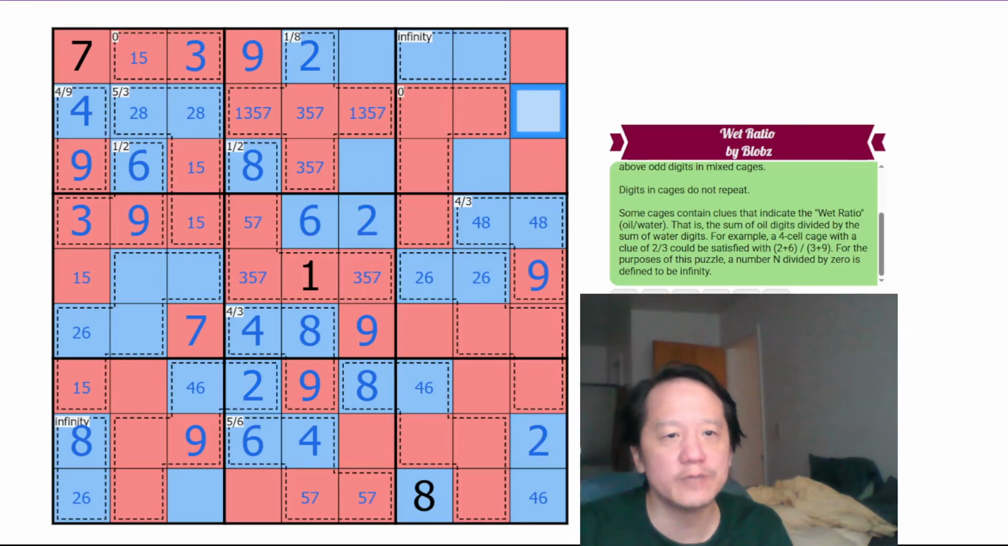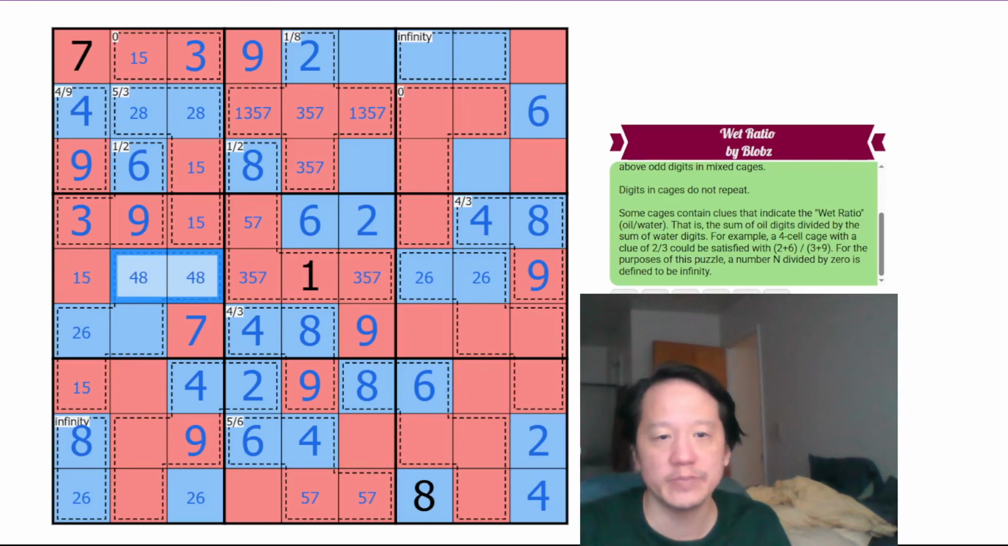Okay. This can't be 2 or 8. It's 6. That eliminates 6 here, so that's 4 and 6 there. 4 eliminates 4 here, so that's 8 and 4. 6 eliminates 6 here, so it's 4. That leaves this as a 2, 6 pair here. This is a 4, 8 pair here.